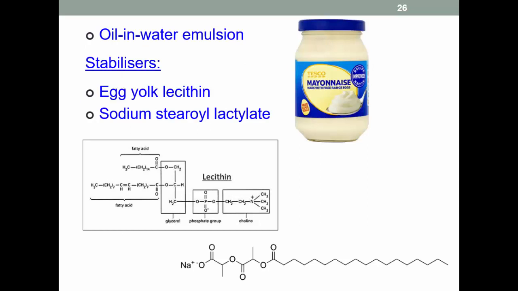We can stabilise the structure of food emulsions using stabilisers, and here's a couple of examples: egg yolk lecithin, and sodium stearoyl lactylate. Note the fatty acid type structure of both.